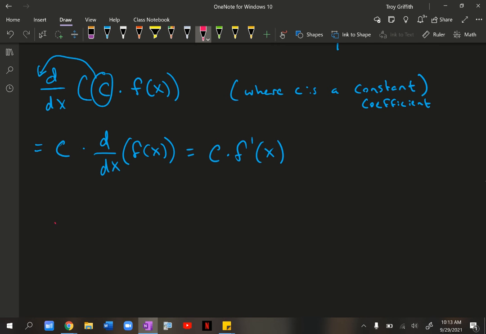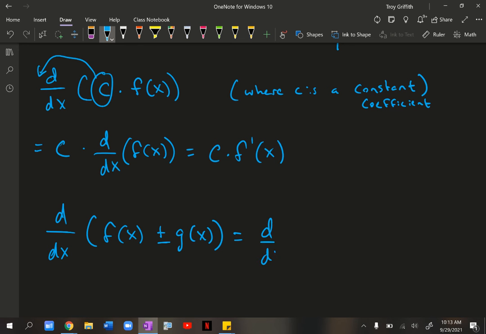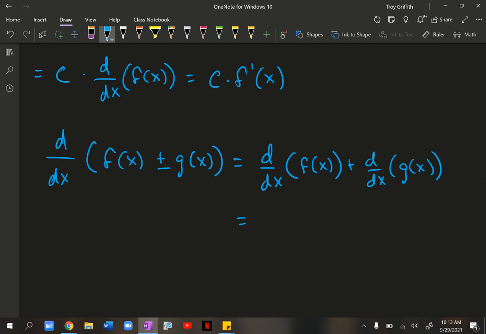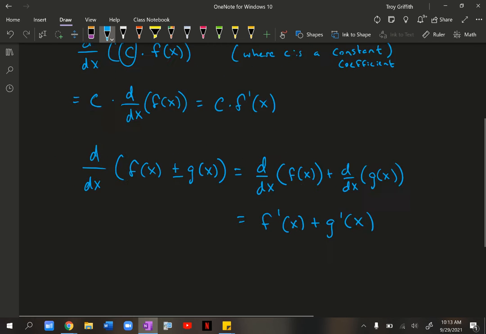All right, next up, last derivative rule here. d/dx of f of x plus or minus g of x. What I can do with this is take the derivative of these separately. So this would be d/dx of f of x plus d/dx of g of x. Or if you want to write this in nicer notation, not Leibniz notation but Lagrange, this would be f prime of x plus g prime of x.